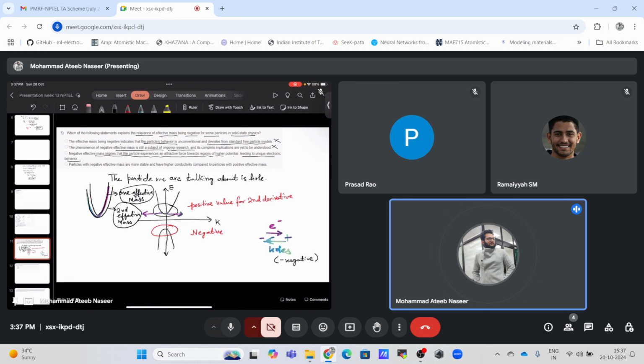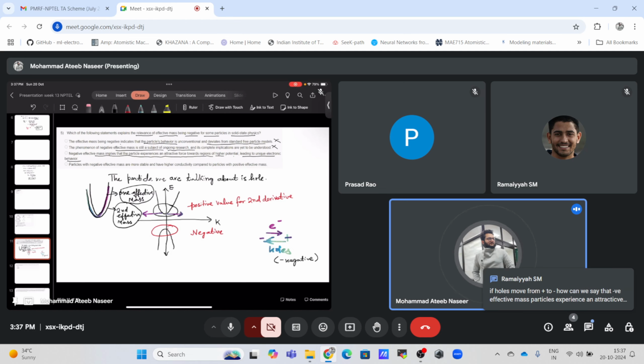Also, the electron and the hole motion is opposite. That's what we wanted to say: if we apply an electric field, and due to the electric field electrons are moving to the right, the holes will move to the left.